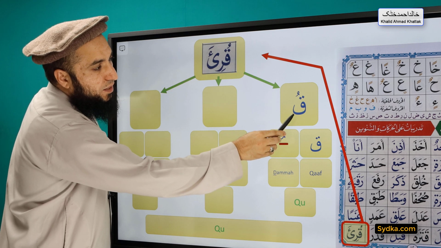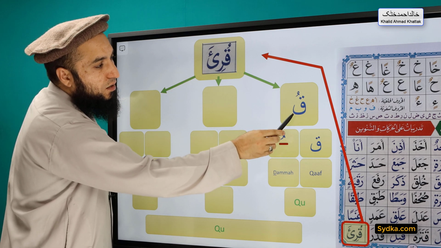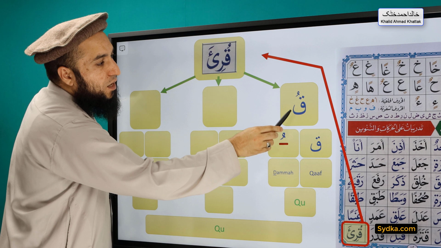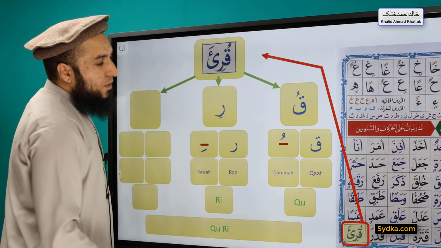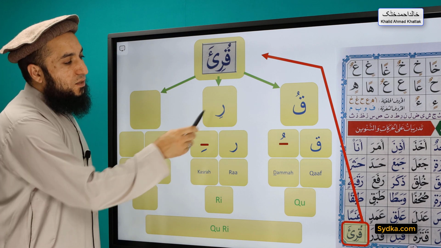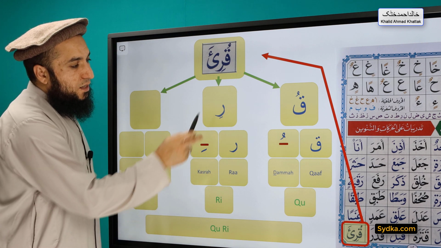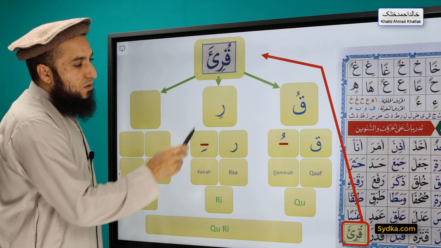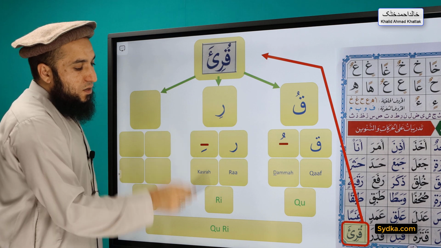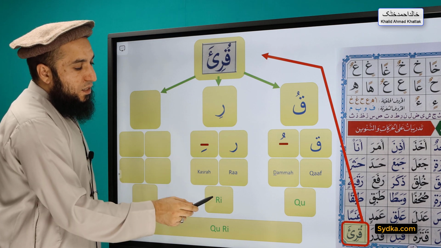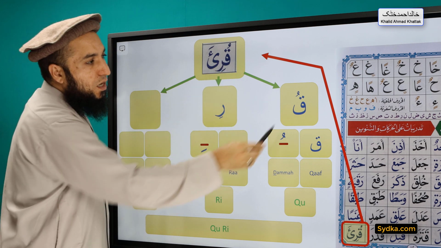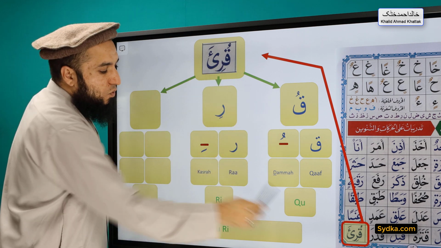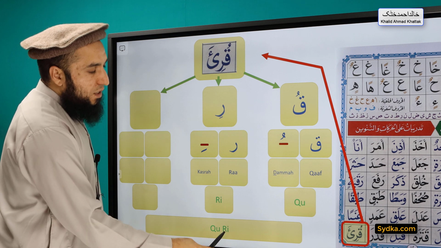The first syllable is qaf dhamma qu, and qaf is not silent and we have dhamma. Qaf dhamma qu. The second syllable we have is ra kasrari, and ra is not silent and we have kasra underneath. Ra kasrari. So now we combine these two syllables and we have quri, quri, quri.